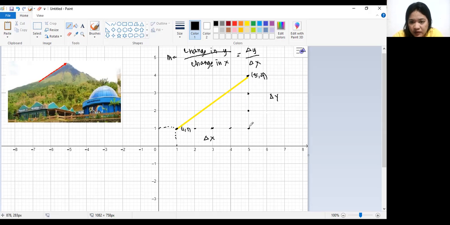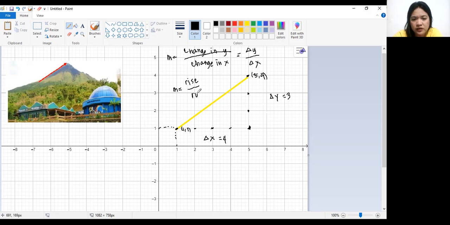So, how many? From here, ito yung starting point mo. 1, 2, 3. So, that means change in y mo, you have 3. So, change in x mo, you have 4. Okay. So, following the formula, we have, in other words, we use rise over run.